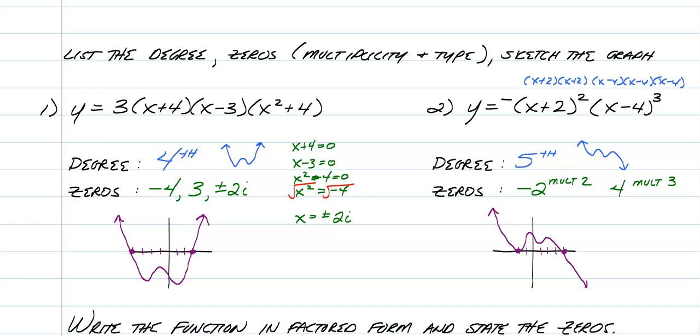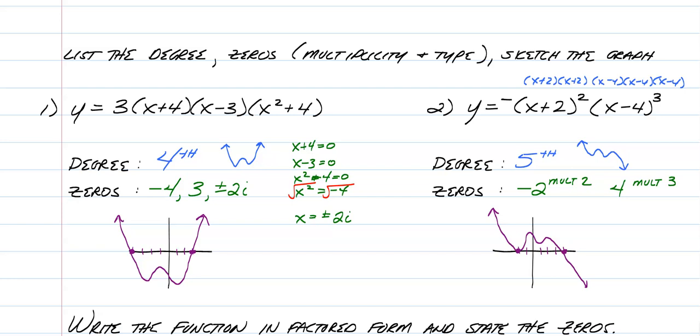So notice it only touches the x-axis twice. Even though it technically has 5 solutions, it's got a negative 2, another negative 2, and then it's got 3 4s. On a graph, that's going to look the same. So that's how we know, based on multiplicity, what our solutions are and what the graph might look like.